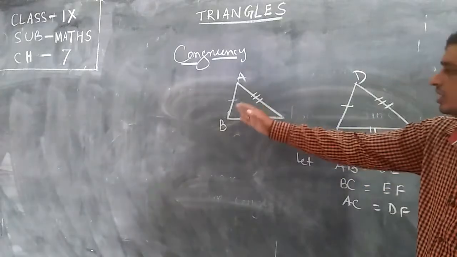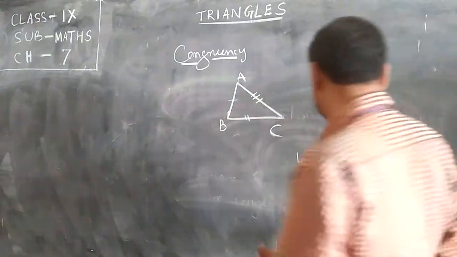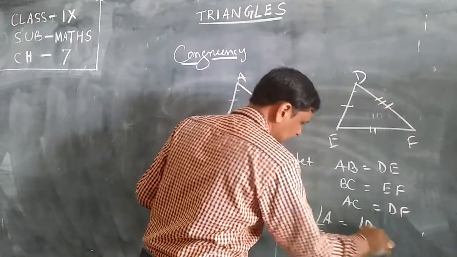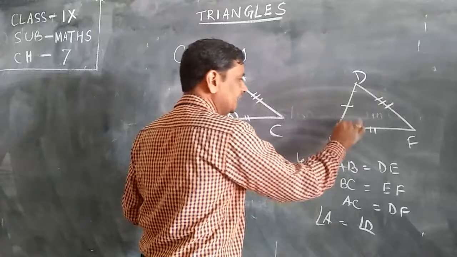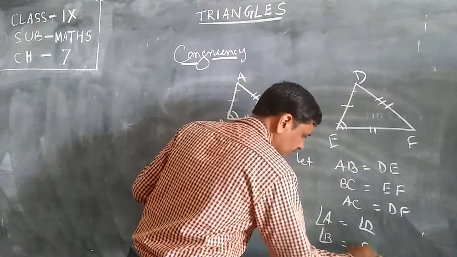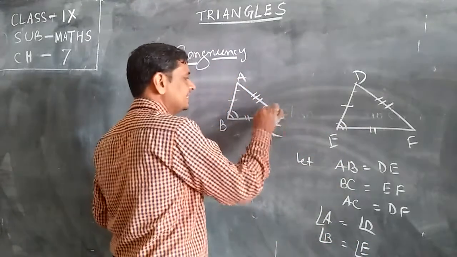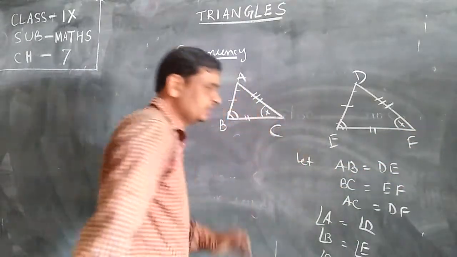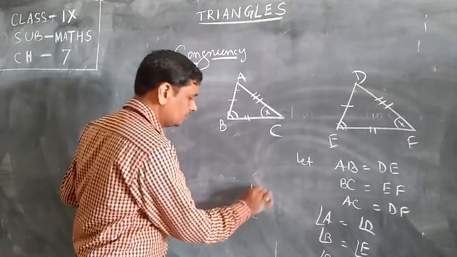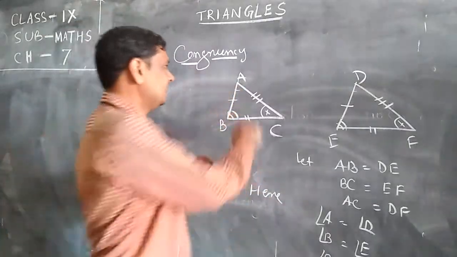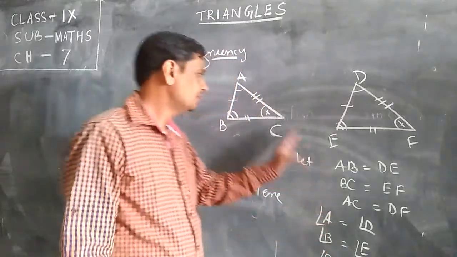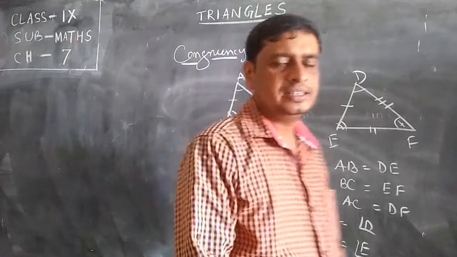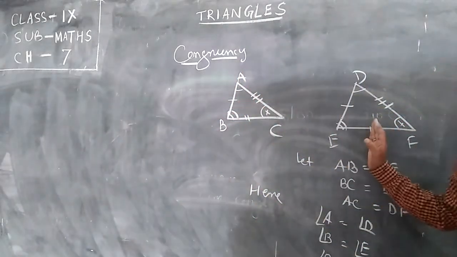Then we will observe that the corresponding angles are also equal here. Angle A is equal to angle D. Angle B equal with angle E. And angle C equal with angle F. Here angle A and angle D are equal, angle B and angle E are equal, angle C and angle F are equal. Here the corresponding angles are also equal.